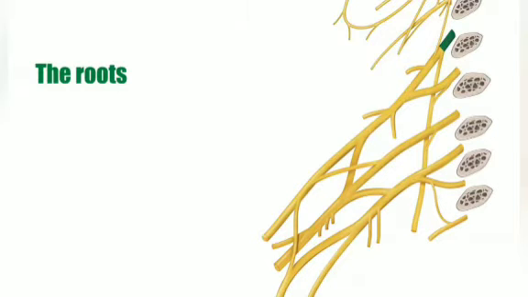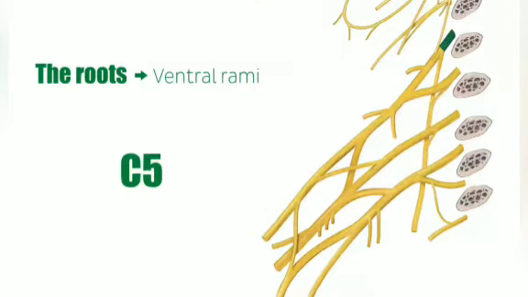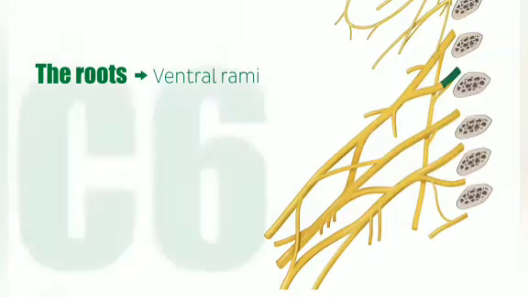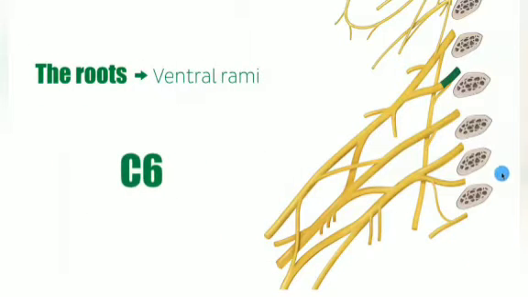As we could see in the line diagram, the roots are the first section of the brachial plexus, and they arise from the ventral rami of the last 4 cervical spinal nerves and the first thoracic spinal nerve. The first root arises from the 5th cervical spinal nerve, which emerges above the 5th cervical vertebra. So in this illustration, we can see the 5th cervical spinal nerve, and we can see that it's sitting above the 5th cervical vertebra.